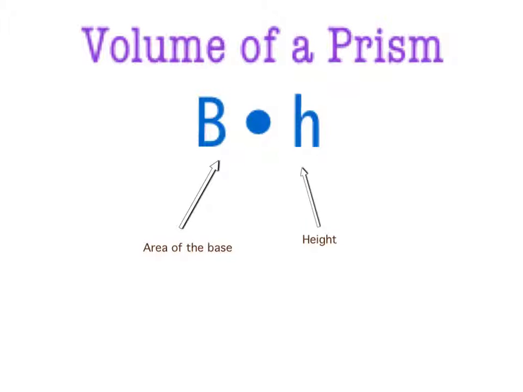Finding the volume of a prism is very easy. It is simply finding the area of the base shape and multiplying it by height. Here's the area of the base shape, and here is the height. The formula is simple. Base times height, except the large B stands for the area of the base, and the H stands for the height of the shape.